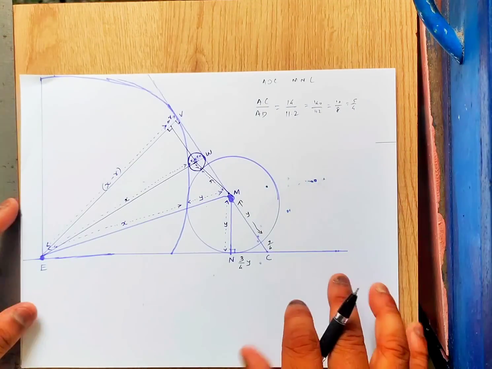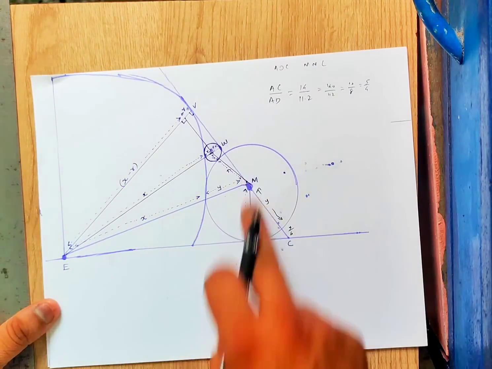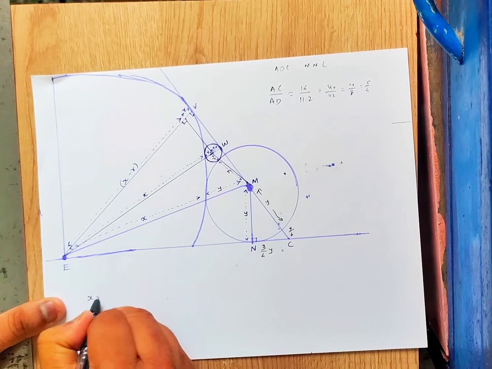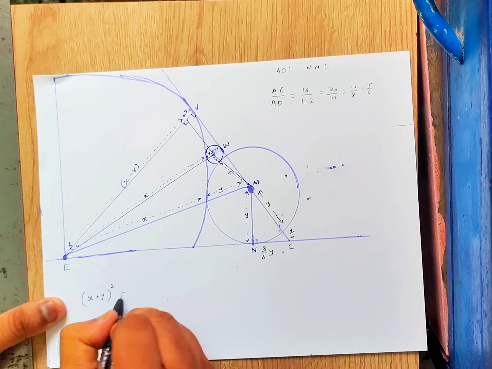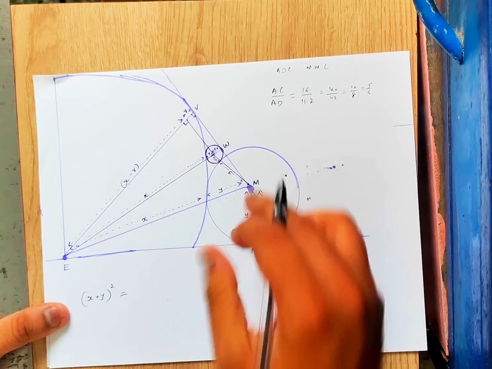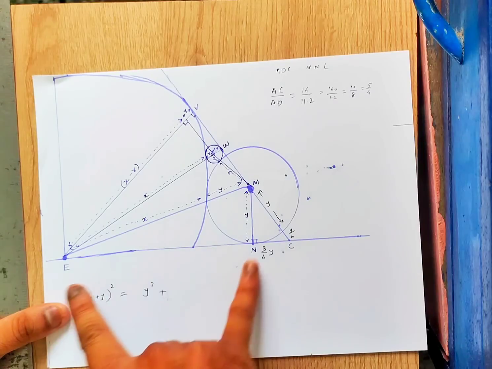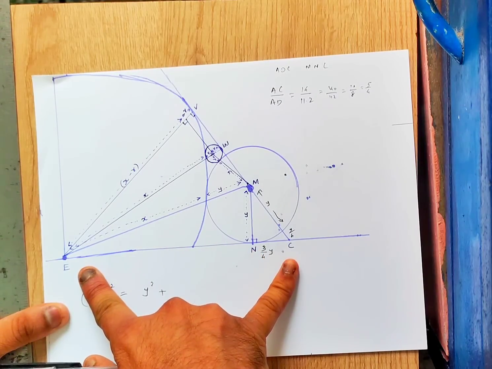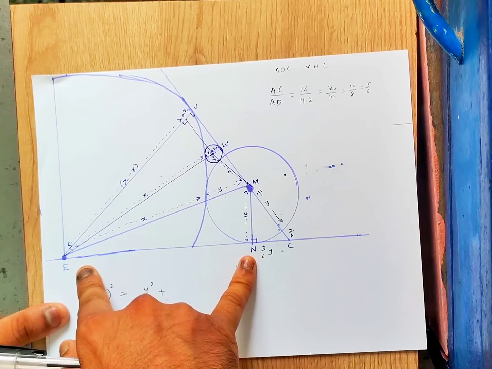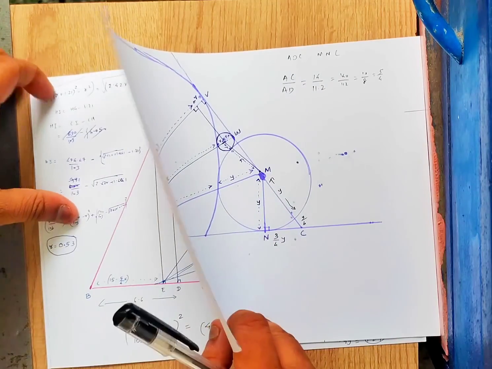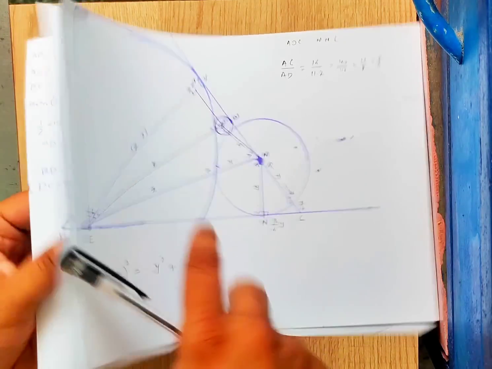Now let us apply Pythagoras theorem in triangle EMN. EM square, that is the hypotenuse. So it is x plus y the whole square is equal to MN square, which is y square, plus EN square. EN square will be what? EC square minus NC square. EC square. And what was the value of EC? Let us check the value of EC.